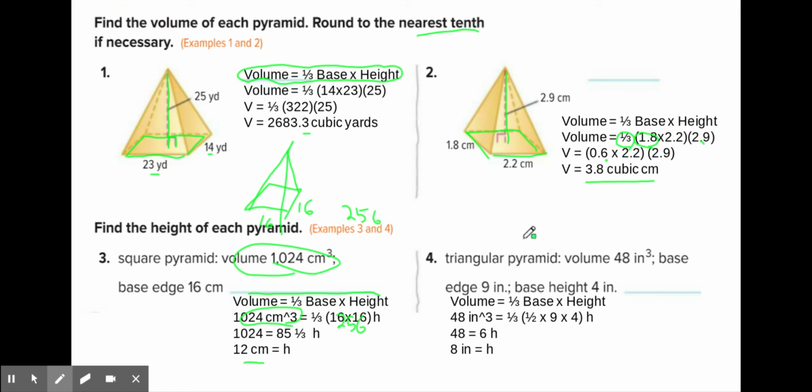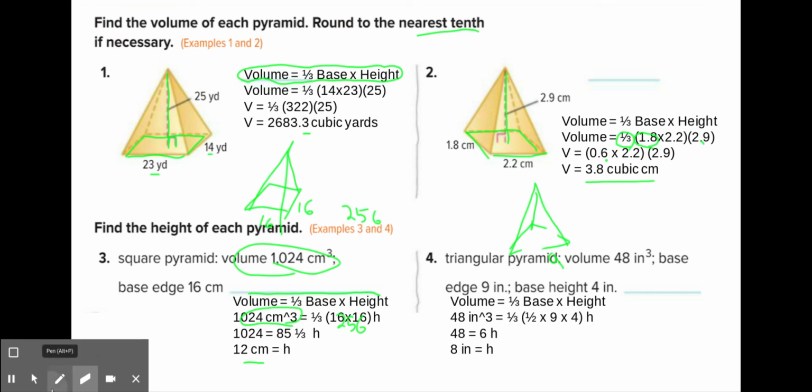Now this one right here, you have a triangular pyramid. And so you got a triangle on the bottom there, and then everything going up to your top there. Now, because of the triangular pyramid, they're telling you, okay, you have an edge of 9 and a base height here. My bad. Erase that. And so you get a base height, so you get that height there.